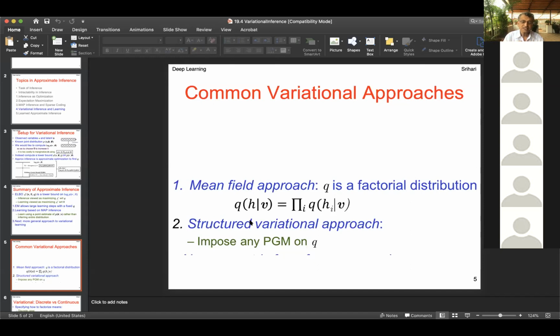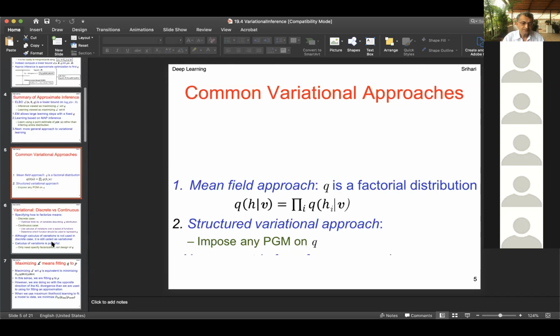So that is the essence of a mean field approach, that you're assuming some severe independence here. All of these hidden units, they don't have anything to do with each other. But anyway, it's an approximate approach. Structured variational approach says impose any PGM on Q. It says, don't assume they're all independent. Whatever combination you want to have on it, it's still tractable, you can use. So those are the two approaches.